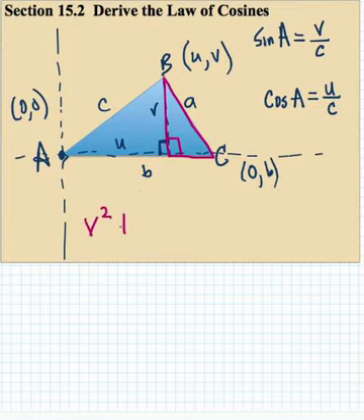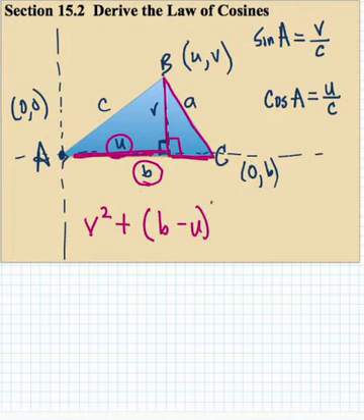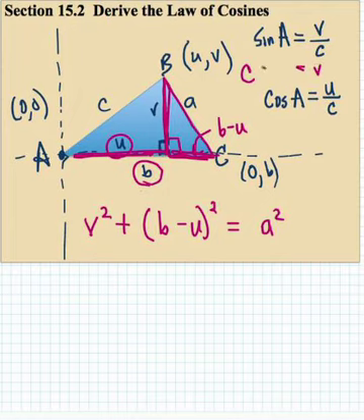We know V squared plus this length right here. Now remember, all of it is B, and this portion right here is U. So we know B minus U squared plus V squared is going to equal A squared, right? But look, we know what V is. V is C sine of A, right? U is C cosine of A.